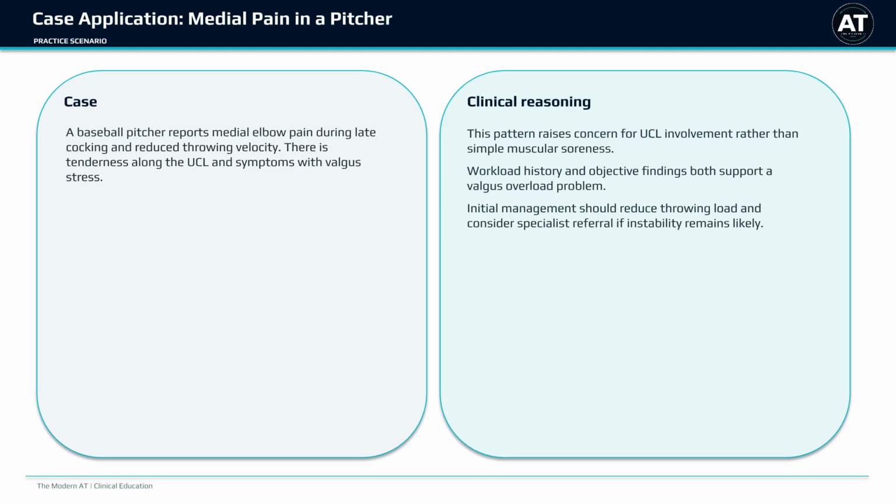The exam should include UCL and flexor-pronator palpation, valgus stress assessment when safe, ulnar nerve screening, grip and forearm strength, and comparison to the other side. Initial management should reduce throwing load and protect the elbow. If instability remains likely, refer.